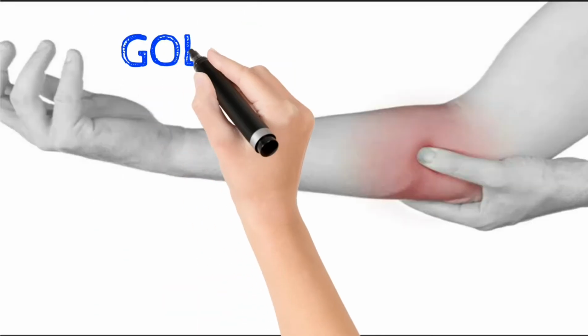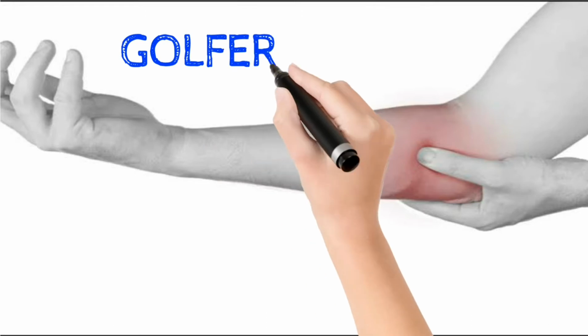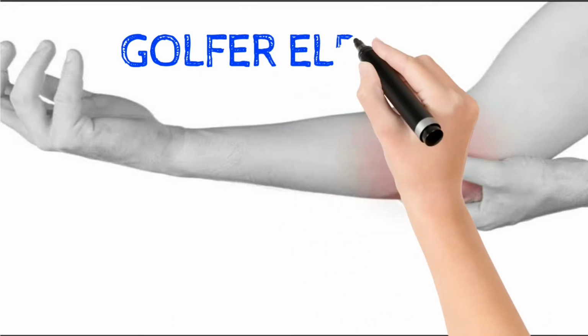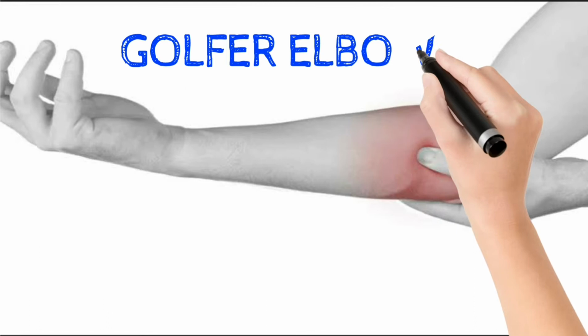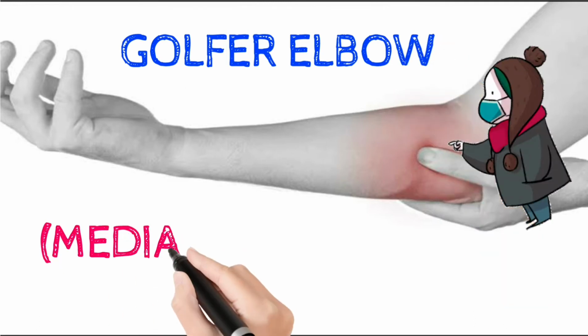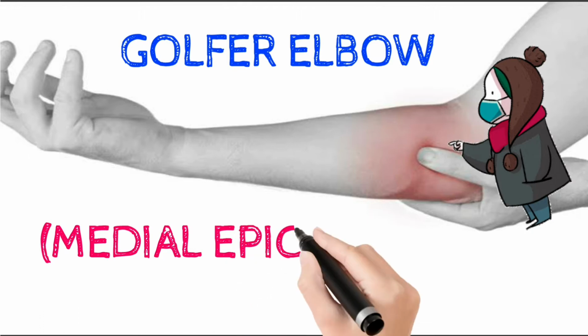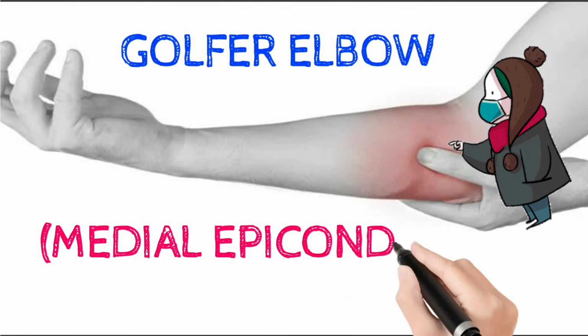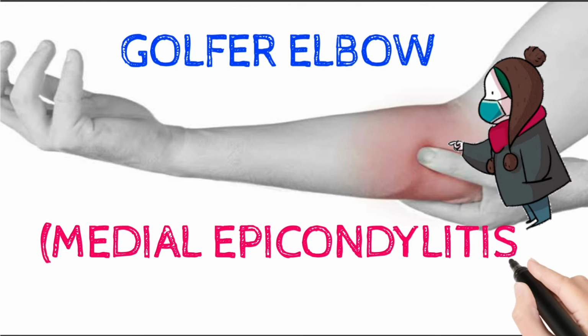The other name of golfer's elbow is medial epicondylitis. Epicondylitis basically means the medial side of the humerus inflames. Itis always means inflammation, so anywhere you see the word itis, it just means inflammation. You can remember these two names because they are really helpful clinically.